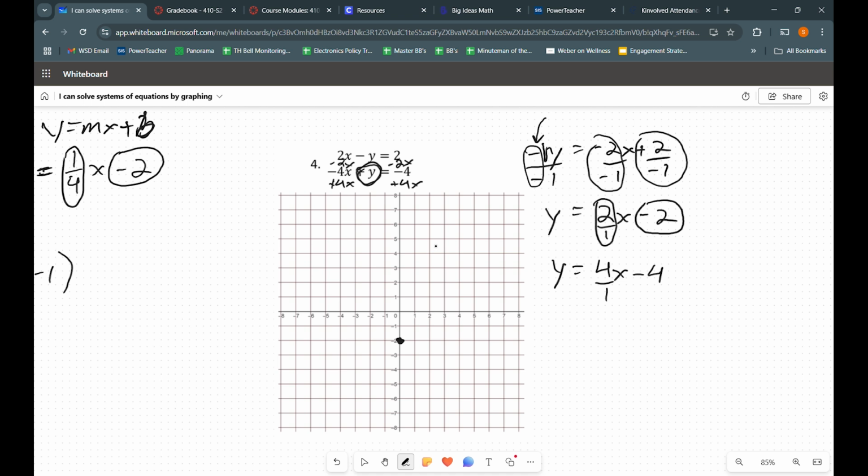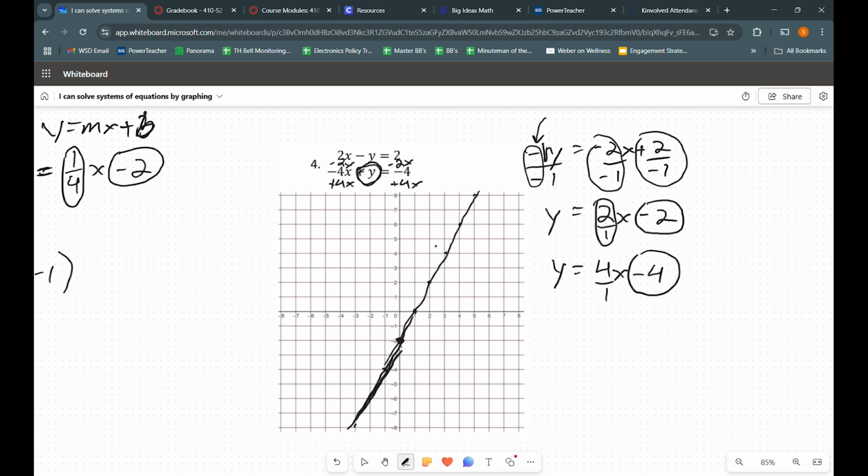So we're going to go up 2 and right 1, up 2 and right 1. Continue to do that. Go down 2 and left 1 to go the other direction. That gives me this line right here. All right, wish I was better at drawing straight lines.